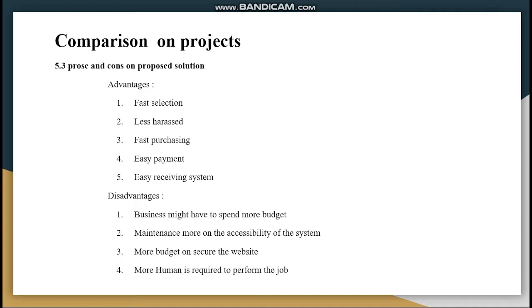And the pros and cons of both solutions. For the advantages: fast selection, less harassment, fast purchasing, easy payment, and an easy receiving system. And for the cons, or disadvantages, the business might have to spend more budget maintaining the accessibility of the system, more budget on the security of the website, and more humans are required to perform jobs.